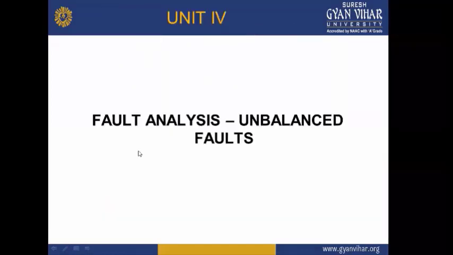Now, let's discuss the fault analysis for unbalanced faults. Till now, we have discussed balanced faults. Now, it is very essential to know the concepts for understanding the unbalanced faults. In the previous section, we discussed what balanced faults are. I told you that balanced faults are those in which the fault voltages and currents change symmetrically throughout all the phases when the fault occurs.